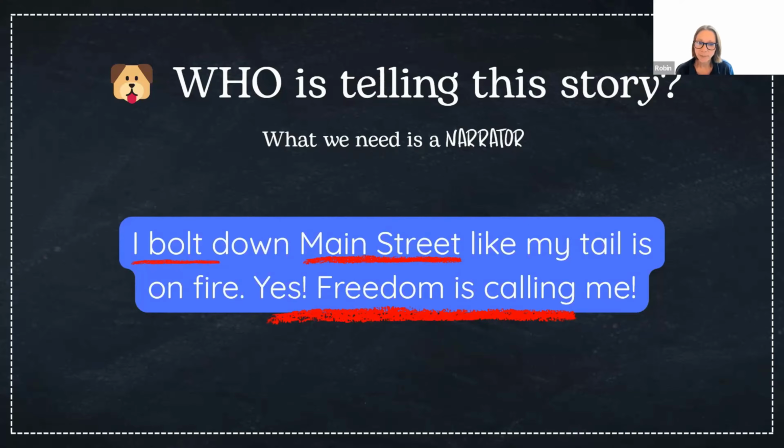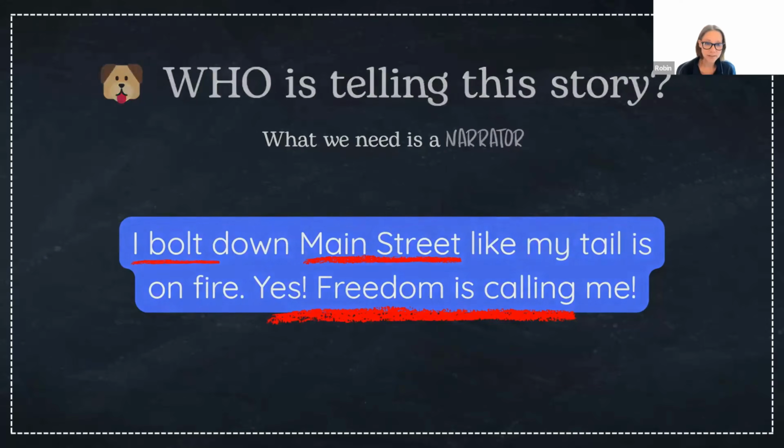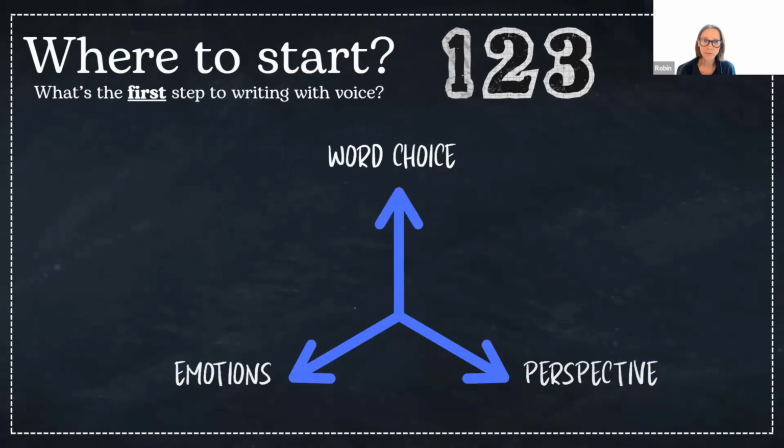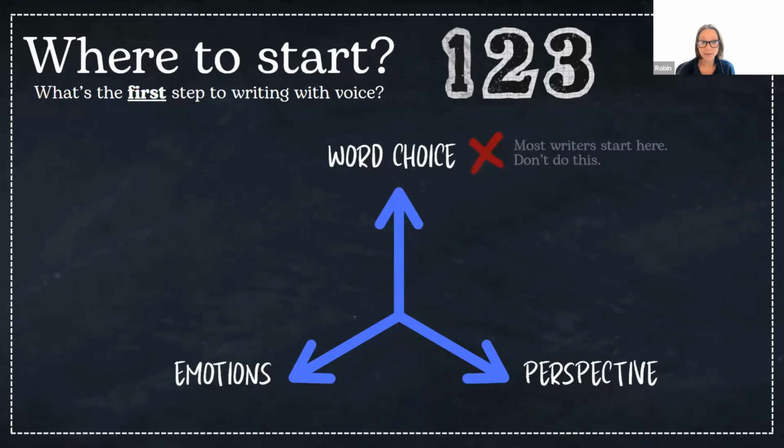So if it's freedom, that means that maybe he was on a leash, perhaps. Maybe he didn't like his owners. So we're starting to understand who this character is a little bit better by using a perspective that digs deeper into their emotional reactions. So where do you start when you're going to write something with voice? You've got word choice, you've got emotions, perspective. Where do you go first with all of this?